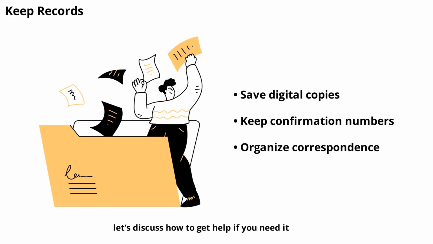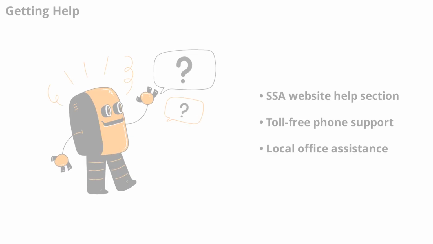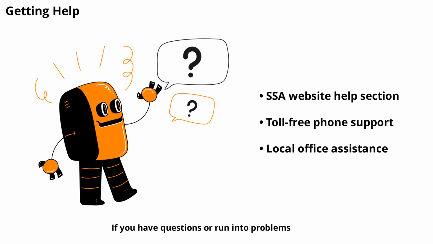Next, let's discuss how to get help if you need it. If you have questions or run into problems, the SSA offers several ways to get help. You can visit the help section on their website, call their toll-free number, or visit your local Social Security office. There are also resources for people with disabilities or language barriers. Don't hesitate to reach out if you need assistance.